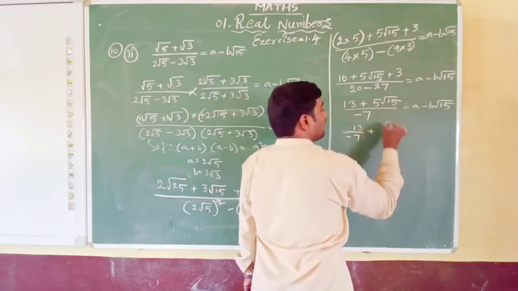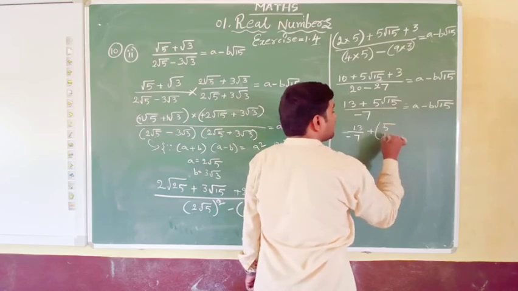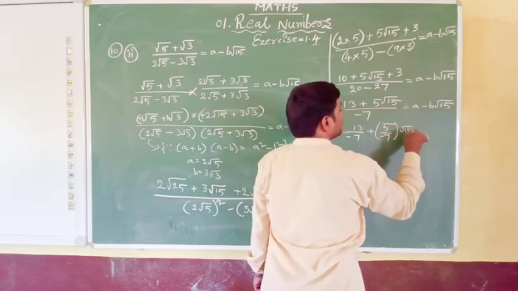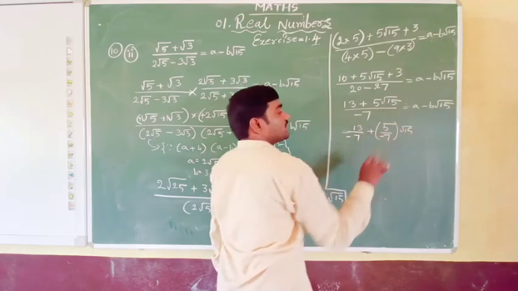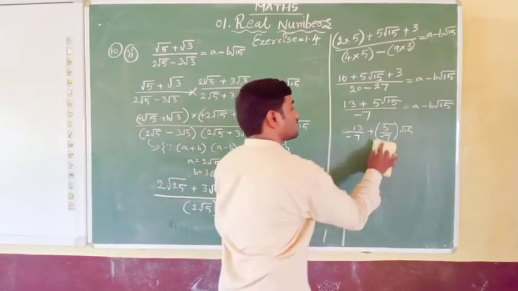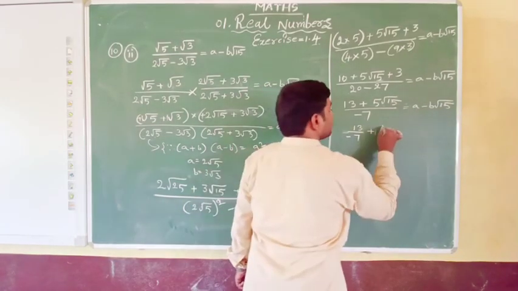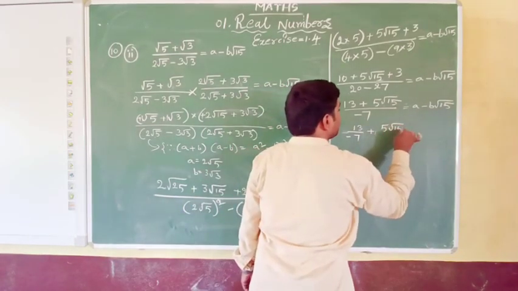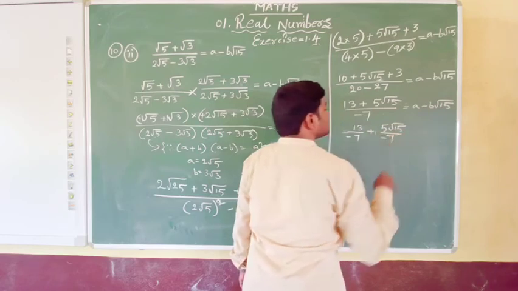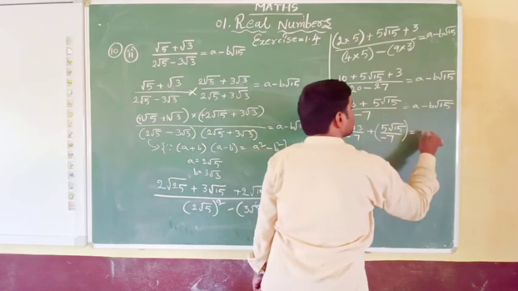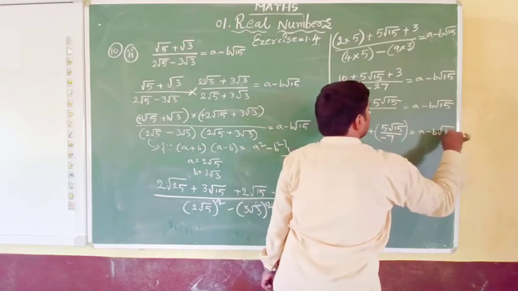Place here 5 by minus 7 root 15. Okay, simple. That 5, you can also write like this here: 5 root 15 by minus 7. So here plus and minus both came, second time we write like this. That equals a minus b root 15.